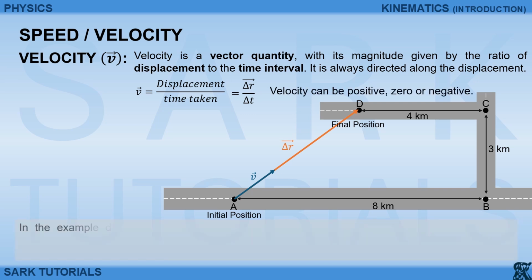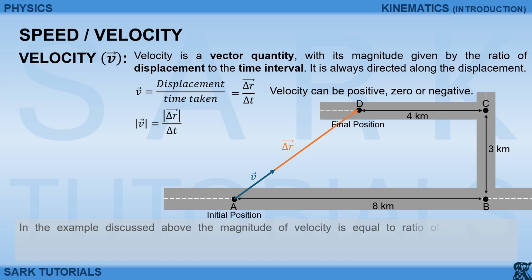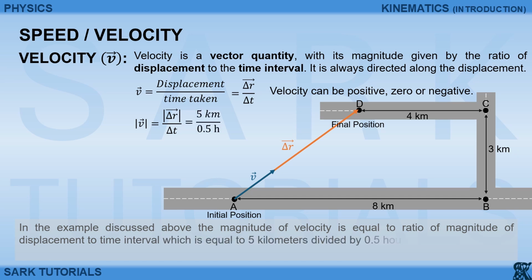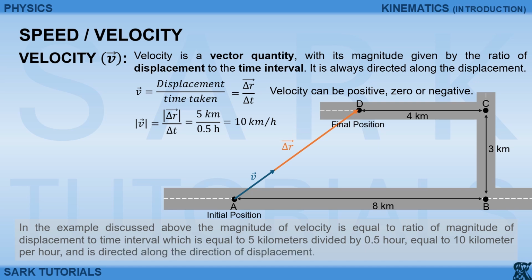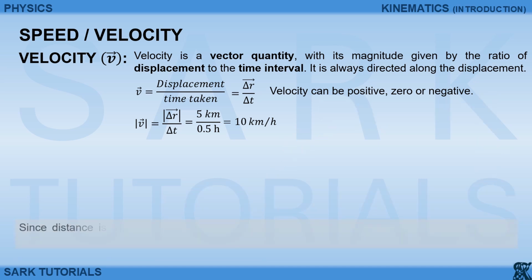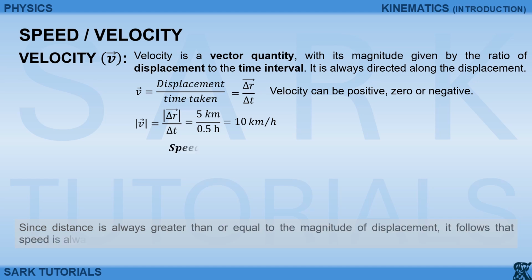In the example discussed above, the magnitude of velocity is equal to the ratio of magnitude of displacement to time interval, which is equal to 5 kilometers divided by 0.5 hour, that is 10 kilometers per hour, and is directed along the direction of displacement. Since distance is always greater than or equal to the magnitude of displacement, it follows that speed is always greater than or equal to the magnitude of velocity.